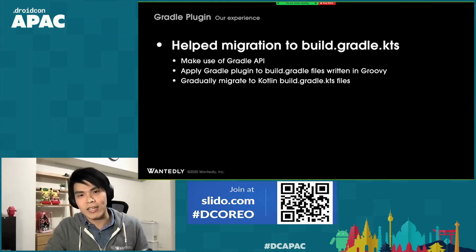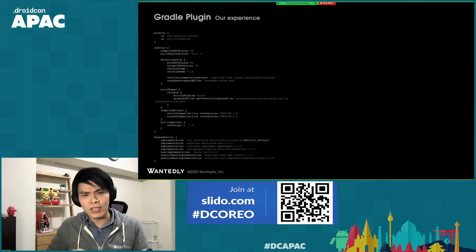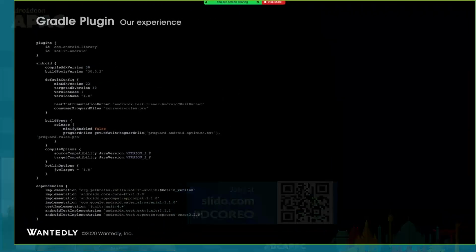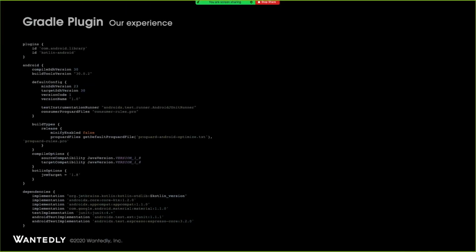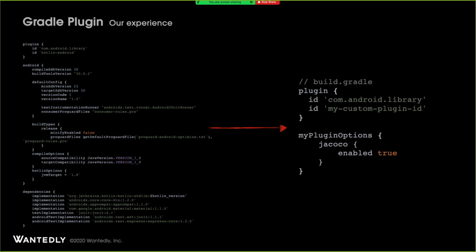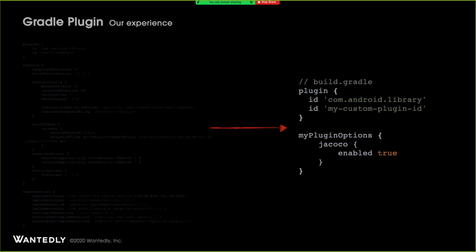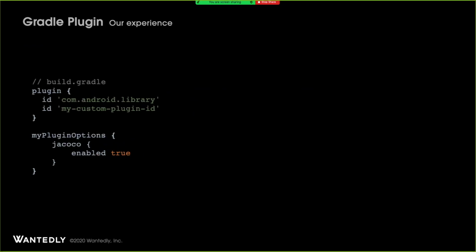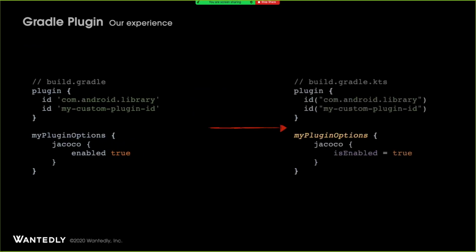Let me show you an example. Let's say you have this very long build.gradle file written in Groovy. First, you will apply your plugin so that your build.gradle file is now much shorter. Now, with this much shorter build.gradle file, it's easier for you to migrate it to Kotlin. And you can even do this by module, so you don't have to migrate everything at once.